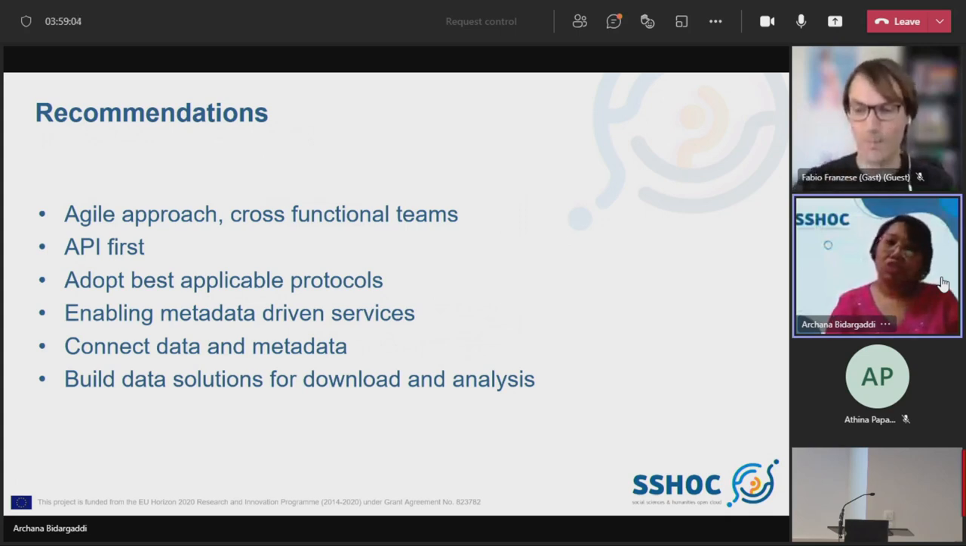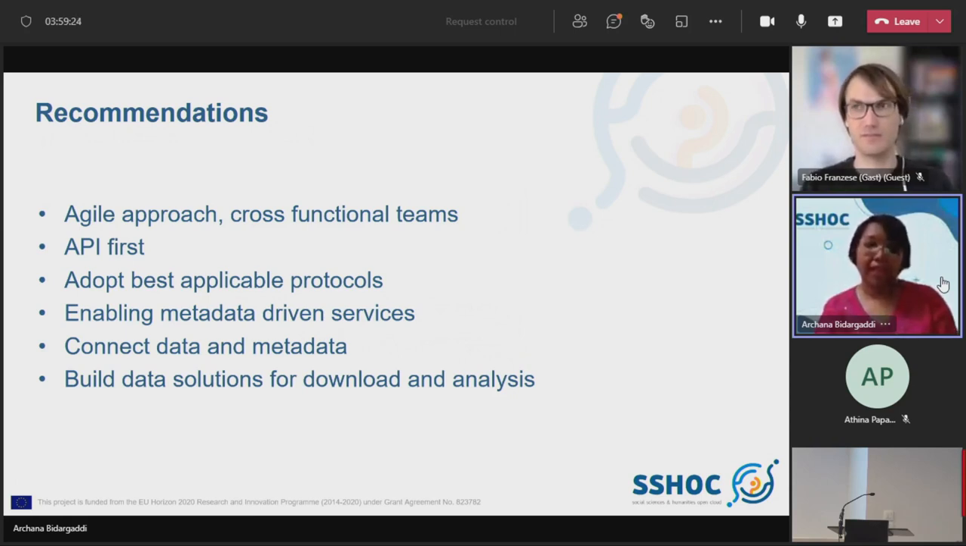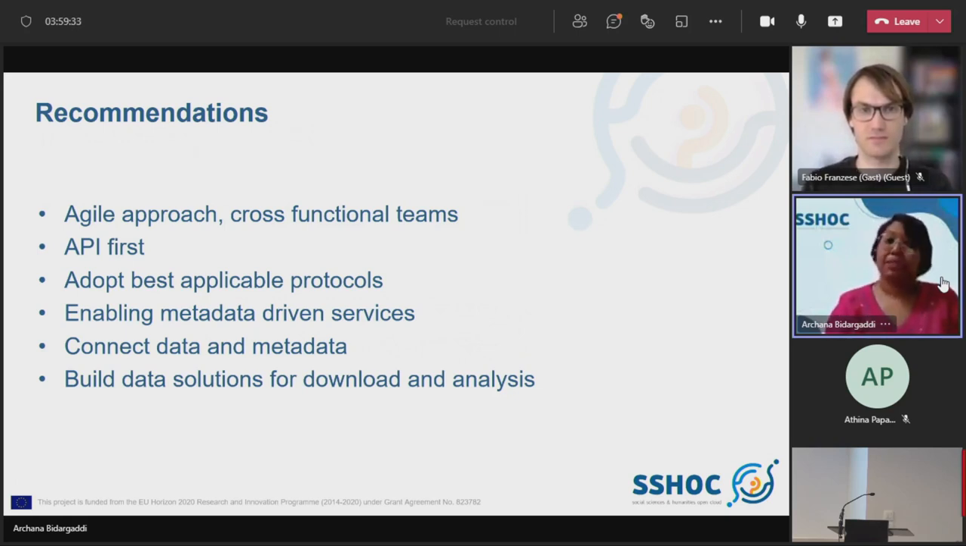First is agile approach and cross-functional team. The success of this task force is basically because we had agile, lean, and design thinking processes. And we have a very strong cross-functional team that is the center of all the success we have. Then the API first approach, I will go into details a little later on. Then we have: adopt best applicable protocols, enable metadata driven services, connect data and metadata, and build data solutions for download and analysis. These are our few recommendations.